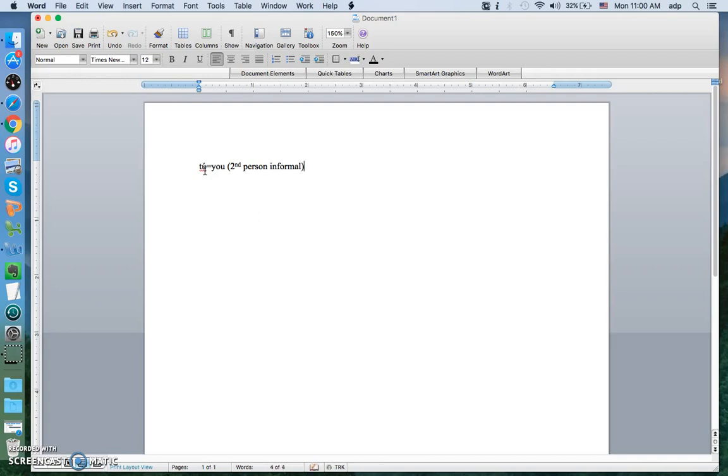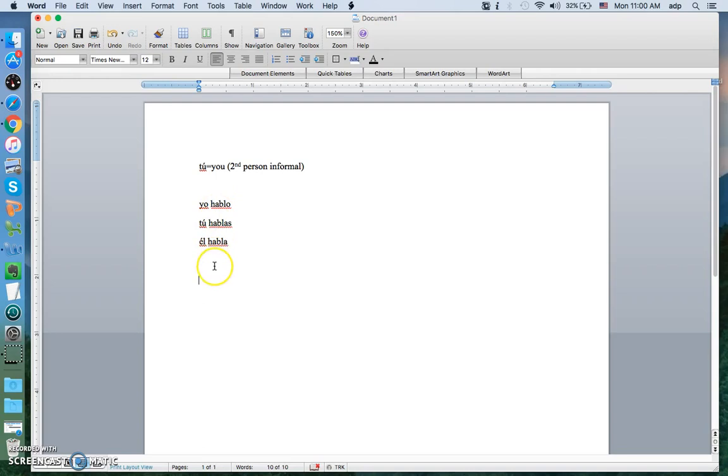So that means you use it in situations such as talking with your friends, talking to children. When I talk to you as students, I would also use tú. Okay? And it has its own conjugation. So for example, if we had the verb hablar, we can write out yo hablo, tú hablas, él habla.